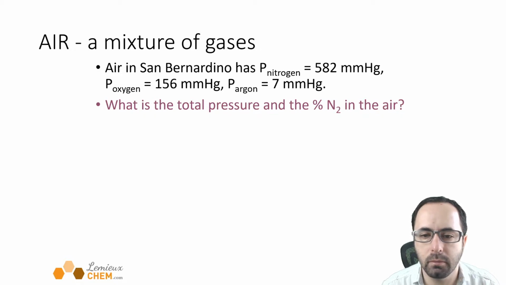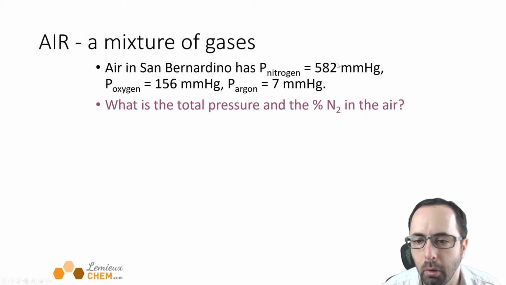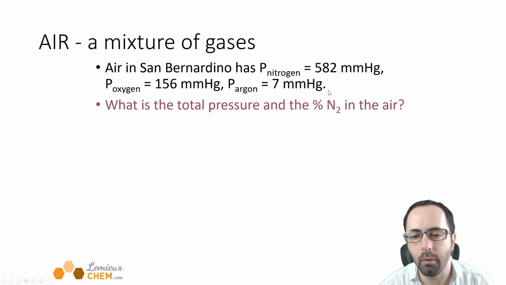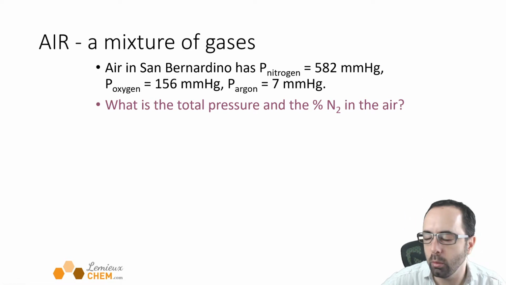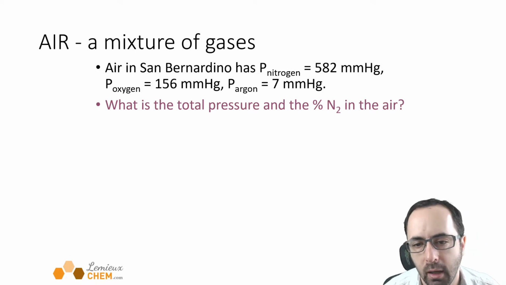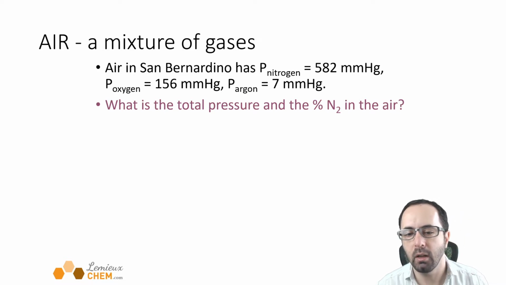So we'd say air in San Bernardino has partial pressure of 582 millimeters mercury for nitrogen, 156 millimeters mercury for oxygen, and 7 millimeters mercury for argon. We just figured that out. And of course, the air pressure will change all the time, the barometric pressure, but this is a good representation of the partial pressures of each of these gases in San Bernardino.